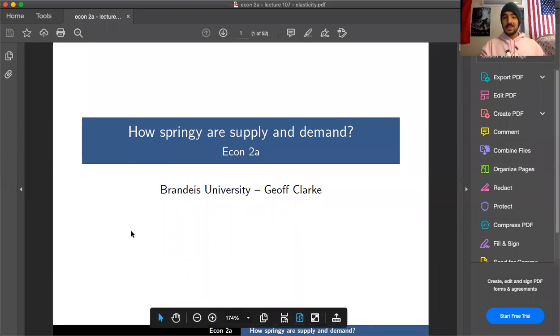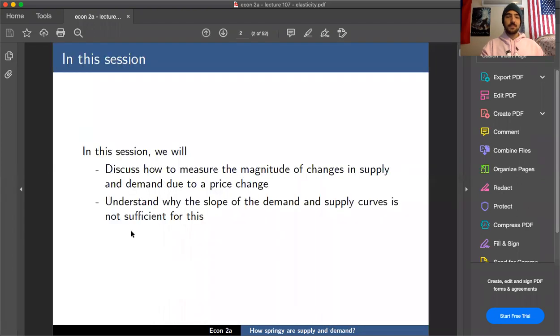Supply and demand and elasticity. We're going to talk about how to measure the magnitude of changes in supply and demand due to a price change and understand why the slope of the demand and supply curves is not sufficient for this.